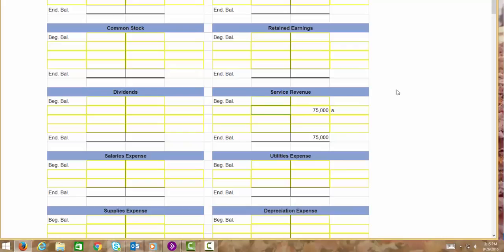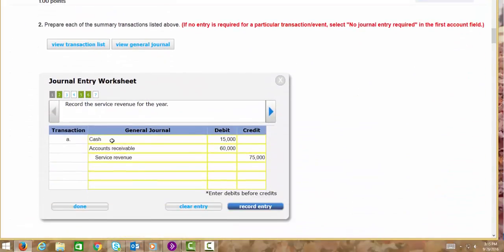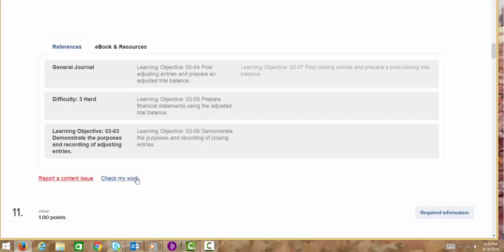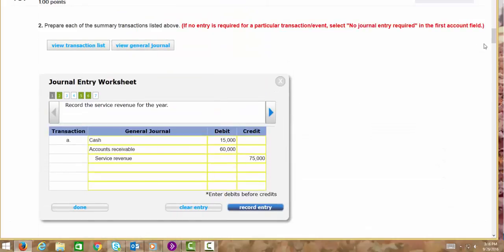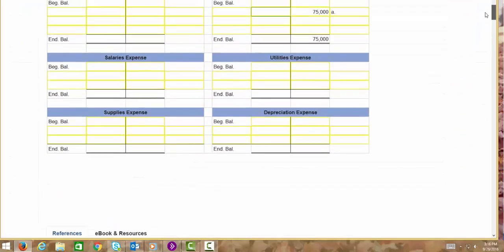So it is rather time consuming. If you did each journal entry first, you can kind of see what accounts were debited and what accounts were credited. Again, this was entry A. We debited cash, so that went on the left of the T account for cash, and we debited accounts receivable, so that also went on the left, but then we had a total credit of 75 to service revenue. You could do all these entries and check your work to make sure they're correct before you posted them to the T accounts. That's just an option. Remember, you can use that check my work twice.